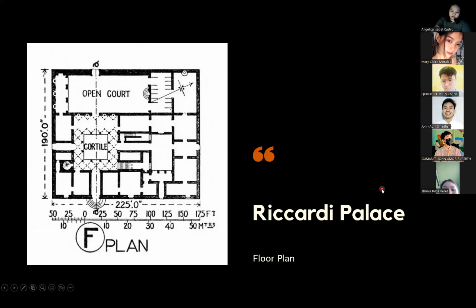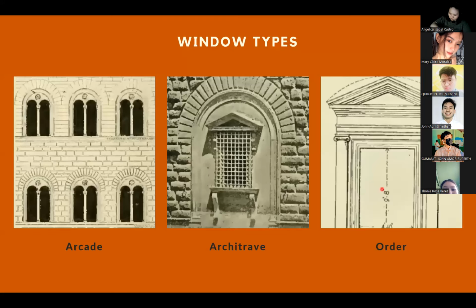So this is the plan of your Riccardi Palace. As I've shown you already, you have your arcade windows, you have your architrave. This entirely is the architrave. It's a window resting on a horizontal molding with a small pediment. The molding or the sill may or may not rest on corbels, but the identifying factor is it's a window with a small pediment and a horizontal sill. And then your classical orders frame your openings, windows or doors, any opening at all.